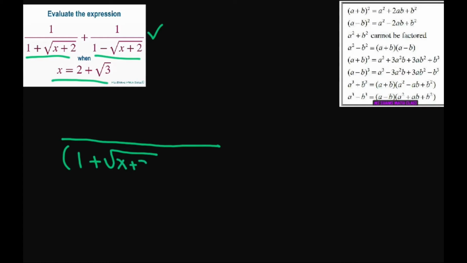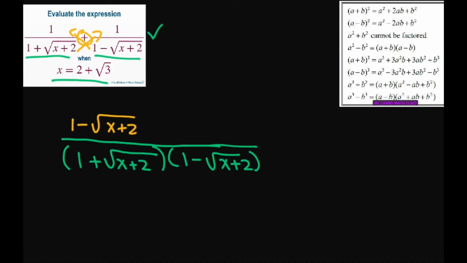What we're going to do is get our common denominator for both of these and multiply them together. So that's going to be 1 plus square root of x plus 2 times 1 minus square root of x plus 2. Now to get our numerator, you're going to cross these up here. So this is going to be 1 minus square root of x plus 2, then we have this plus, so plus 1 plus square root of x plus 2.